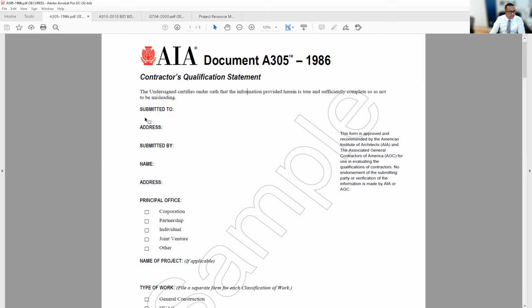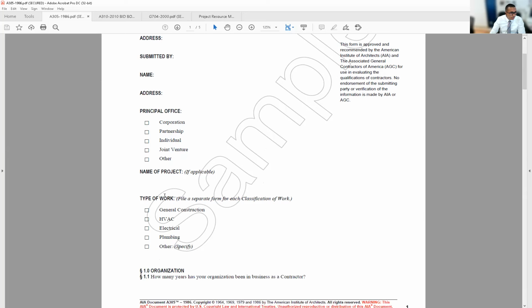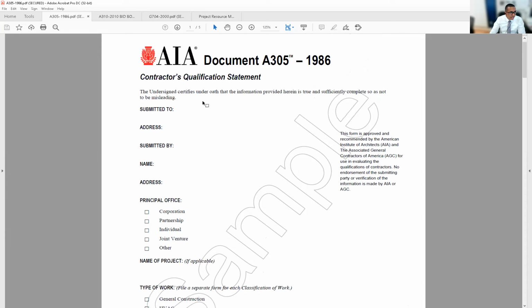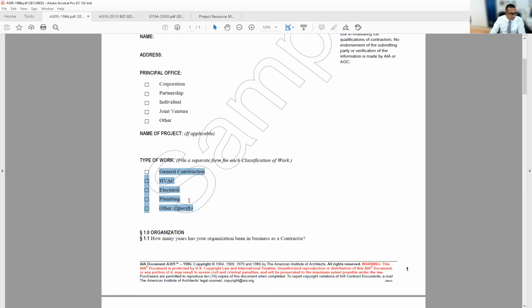And the first thing that you have to fill out is submitted to. Who is it being submitted to? Typically, owner and architect get this, the address, and submitted by, and who was the person that did it, and principal office. So what type of entity they are. Entities, by the way, are very important for practice management. They're actually only important for practice management. The other segments of the exams are not necessarily going to test you on those. We'll understand those. The name of the project, the type of the work that you're doing. Keep in mind, this contractor's qualification statement can be used for anybody: general construction, HVAC, electrical, plumbing, any contractor.